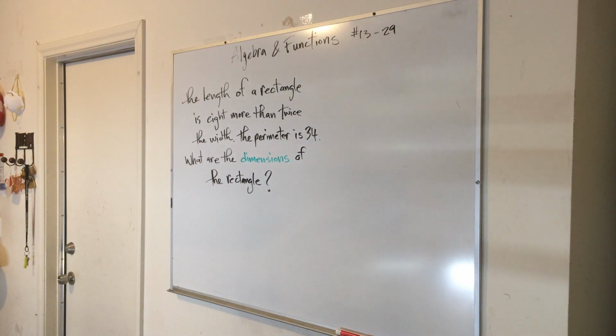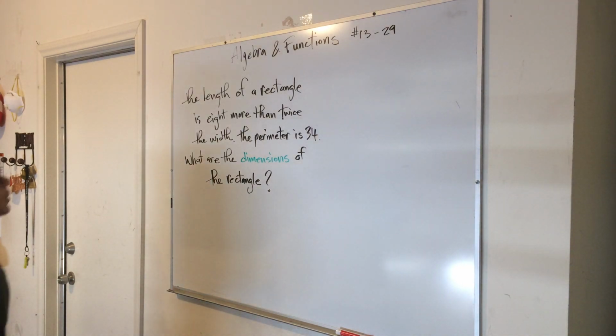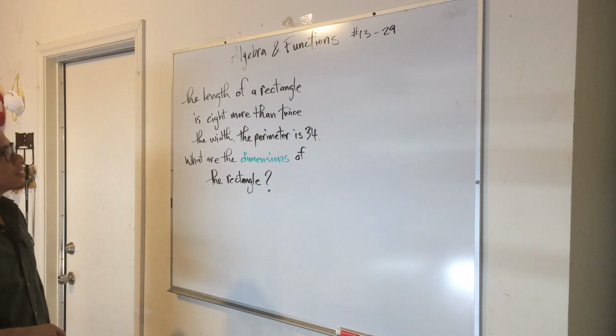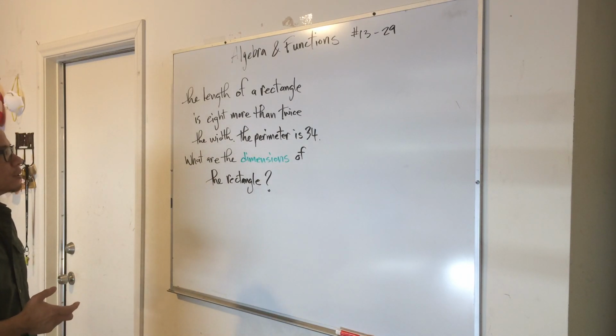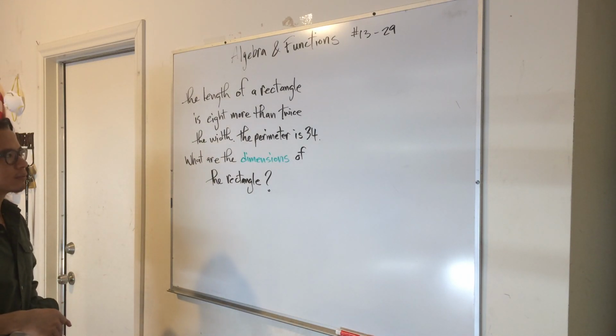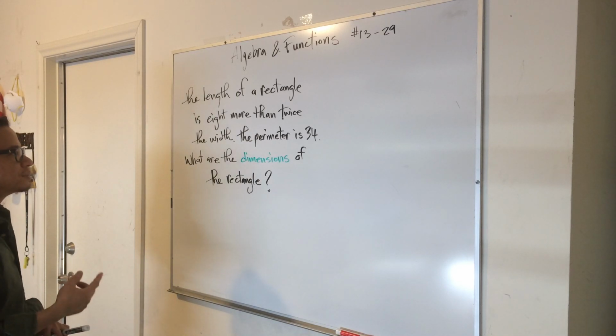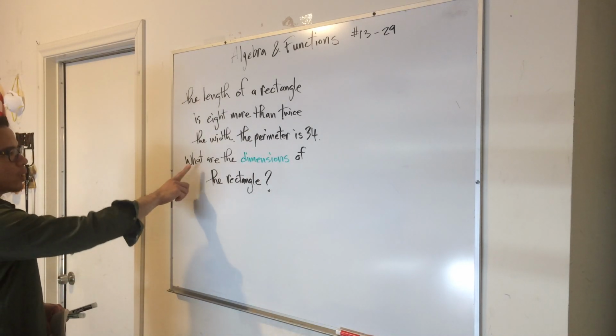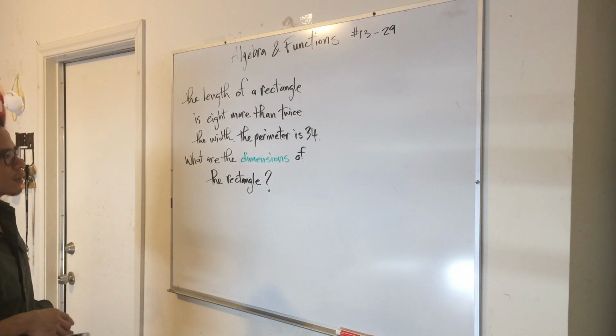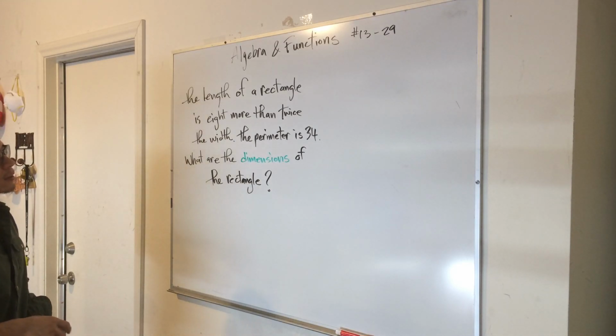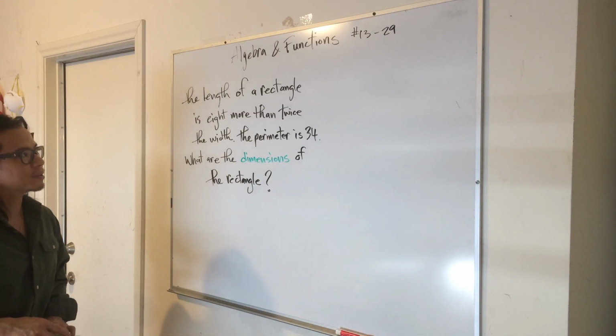Welcome back, guys. So in this question here, it says the length of a rectangle is 8 more than twice the width. The perimeter is 34. What are the dimensions of this rectangle? Okay, push pause and see if you can figure this out.